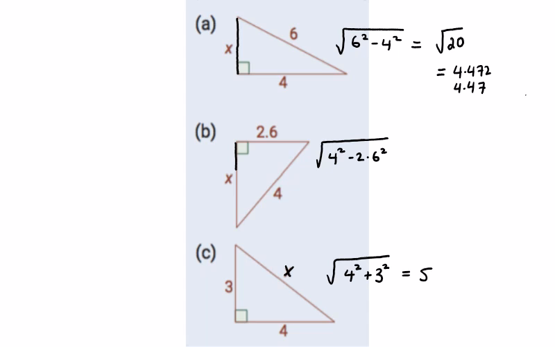And the square root of 4 squared minus 2.6 squared gives 3.039 to 2 decimal places, 3.04.